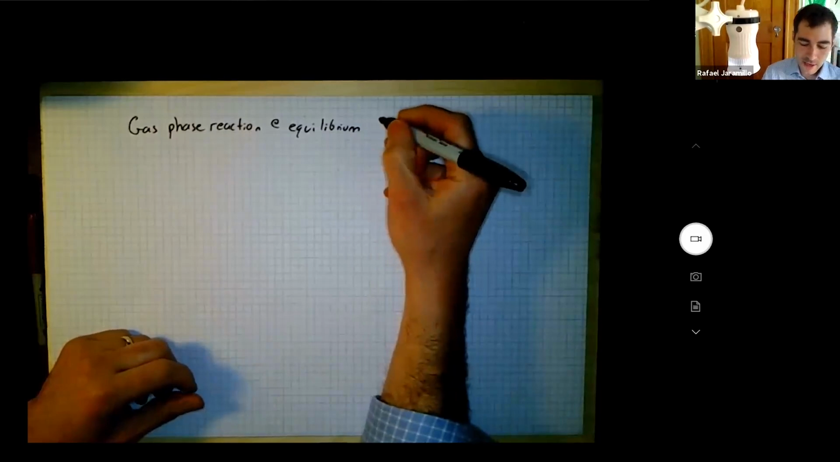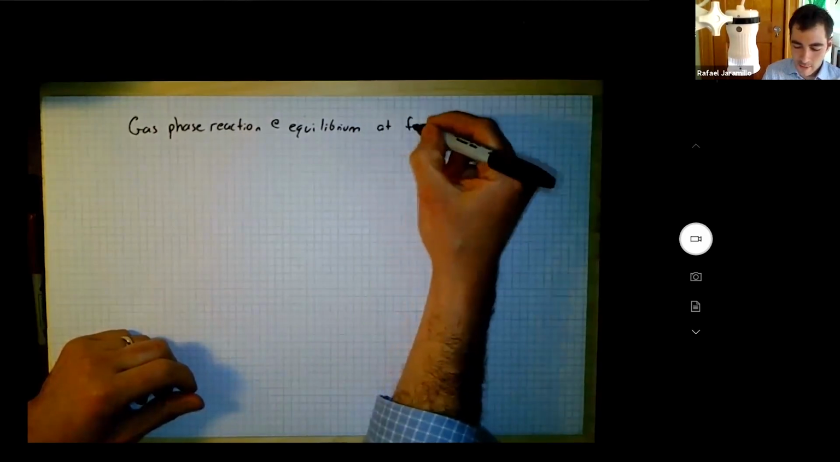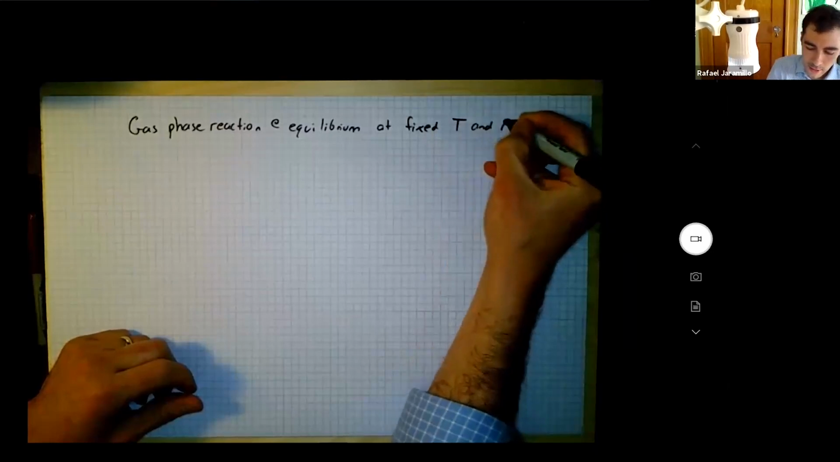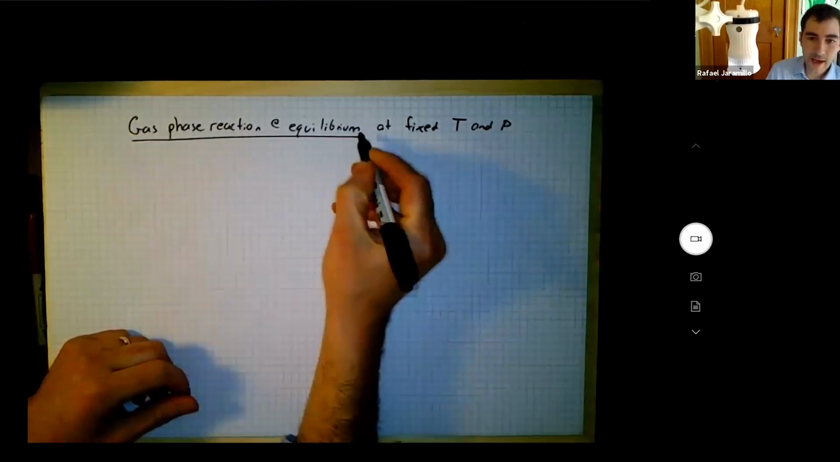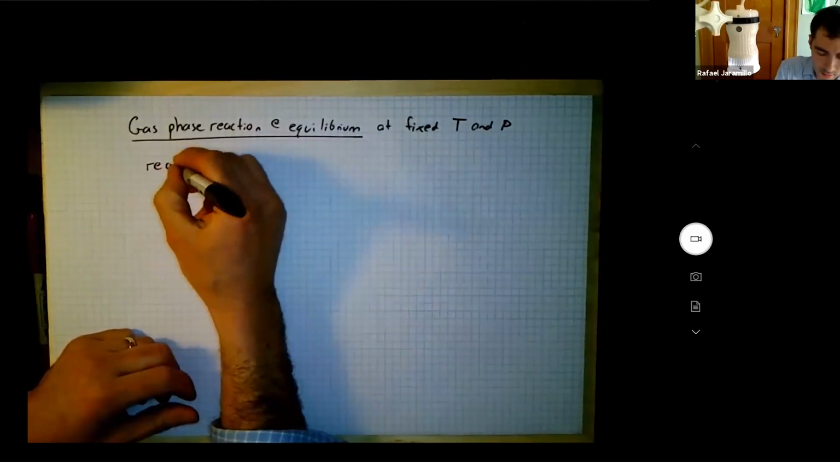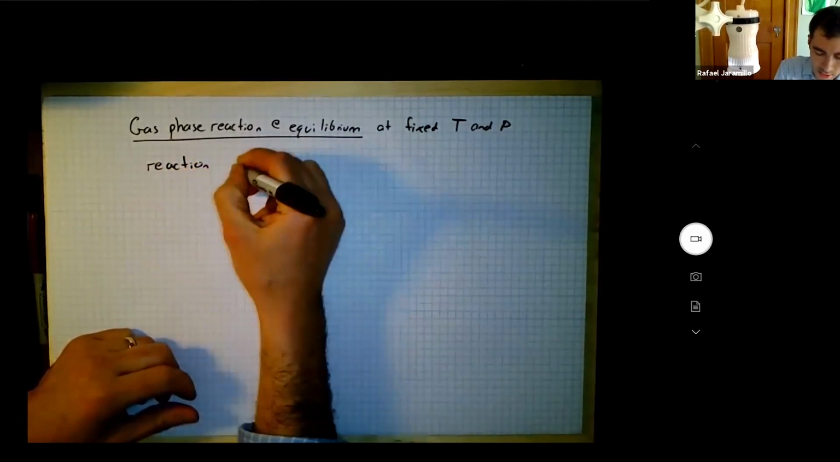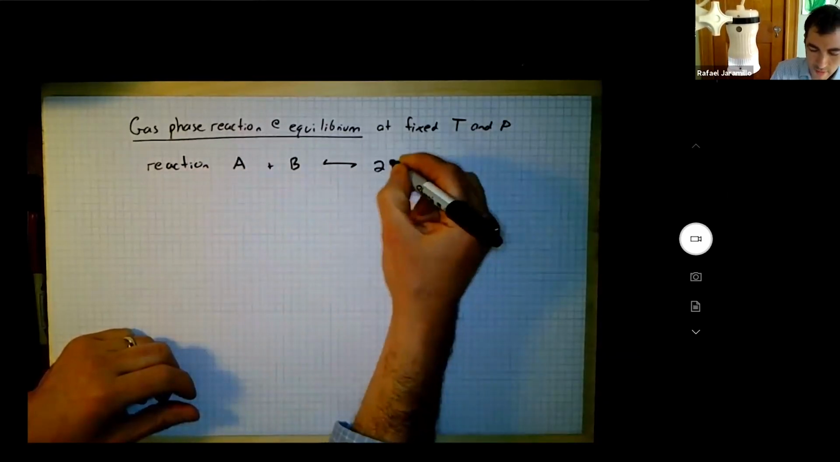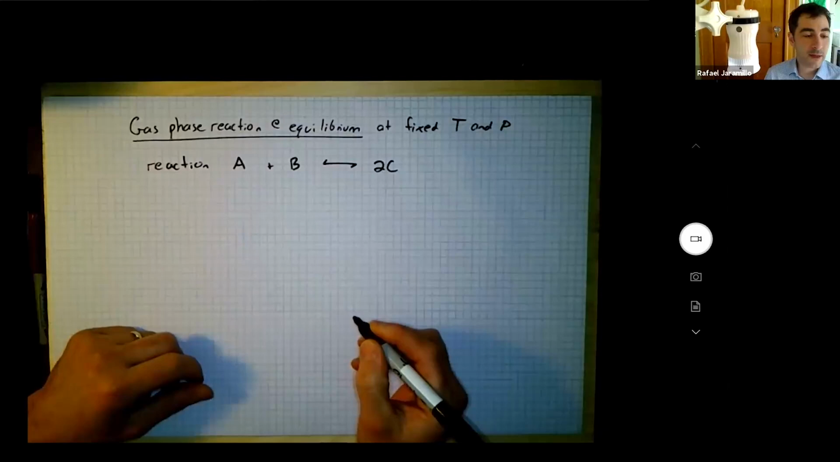Gas phase reaction at equilibrium at fixed T and P. So we mix gases and we let them react. We're going to do this in general terms. Reaction A plus B goes to 2C. And of course, everything we're going to do is general. It doesn't have to be for a reaction of this form.